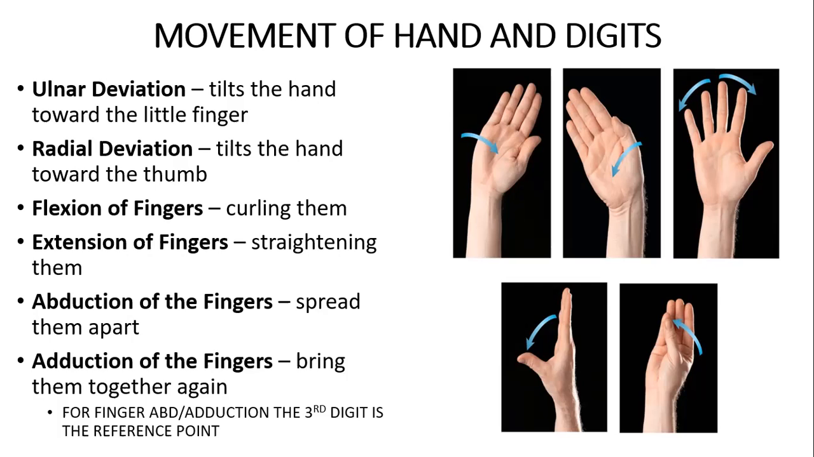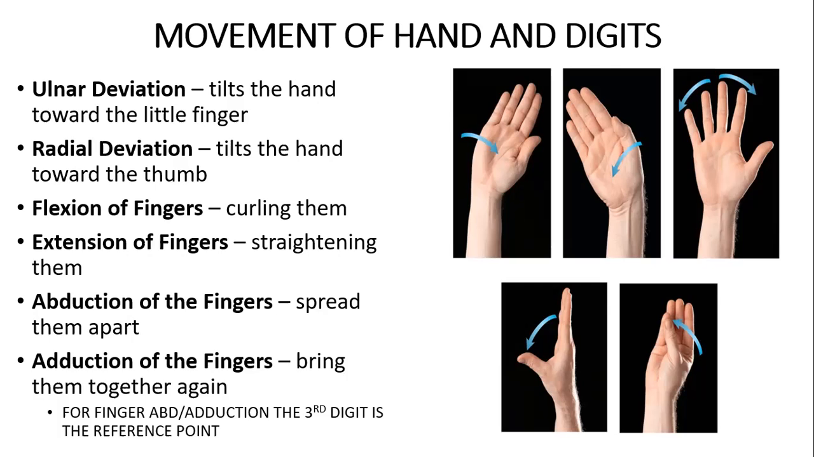Don't get freaky on me. But the reference point for the fingers is the third digit. Okay, I didn't do that. We base everything off of the third digit, the middle digit. So when the fingers go away from the third digit, it's abduction. When the fingers go towards the third digit, it's adduction.